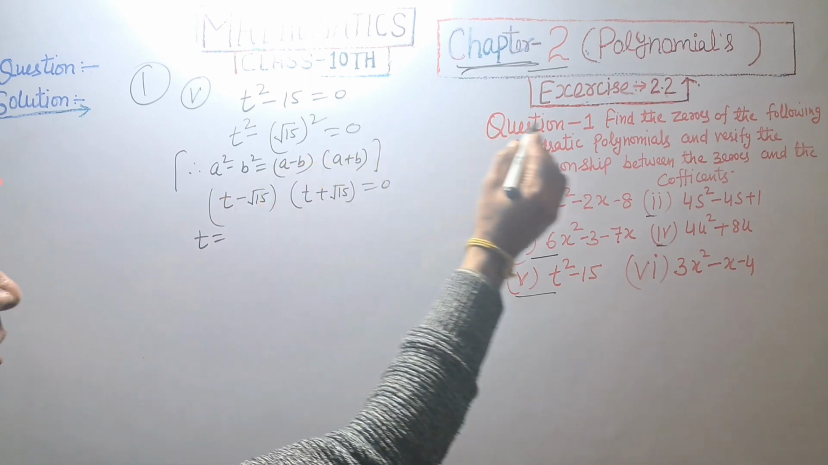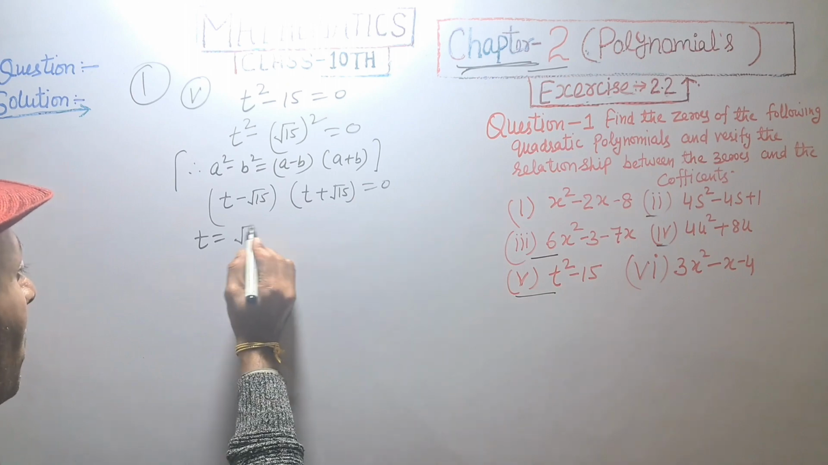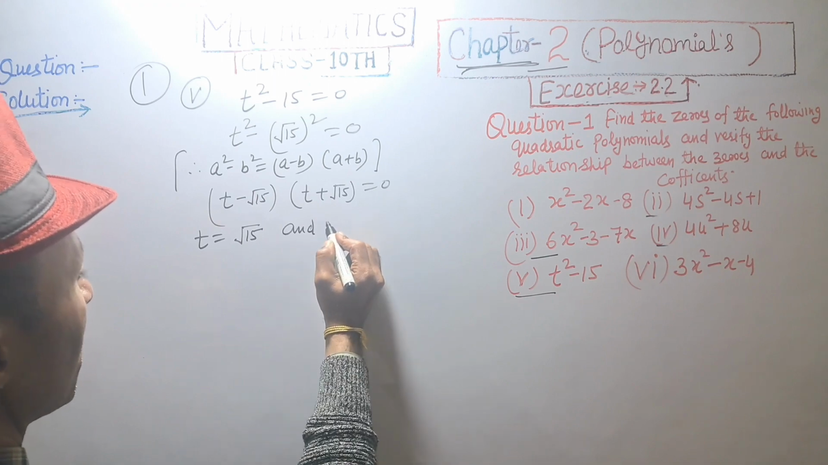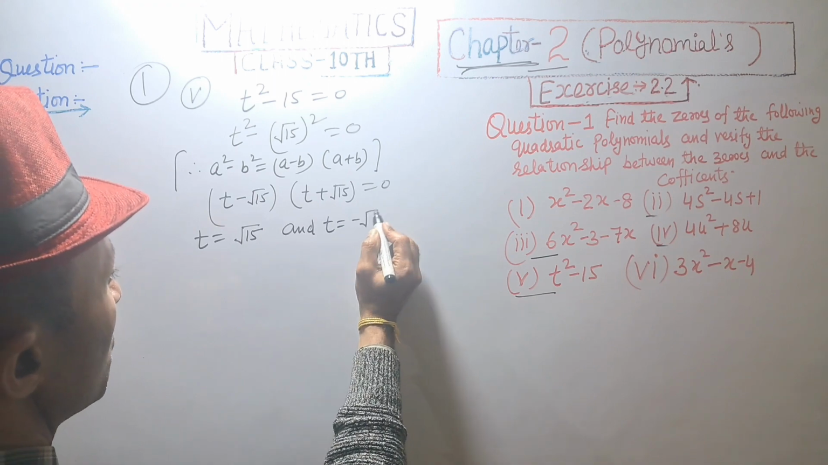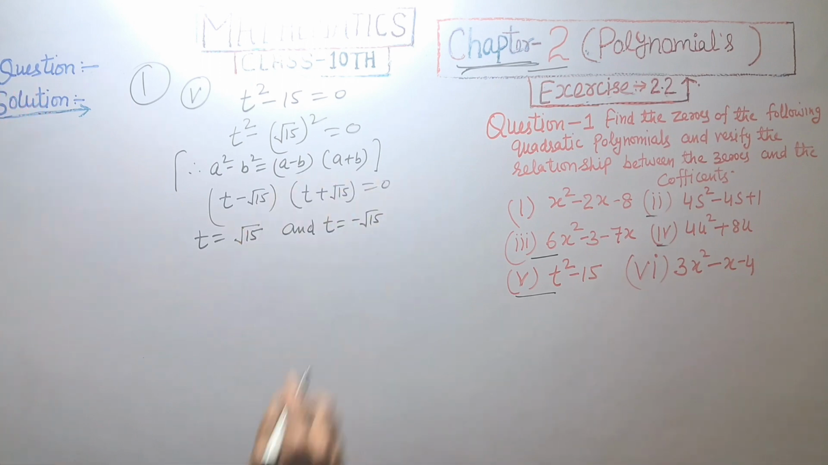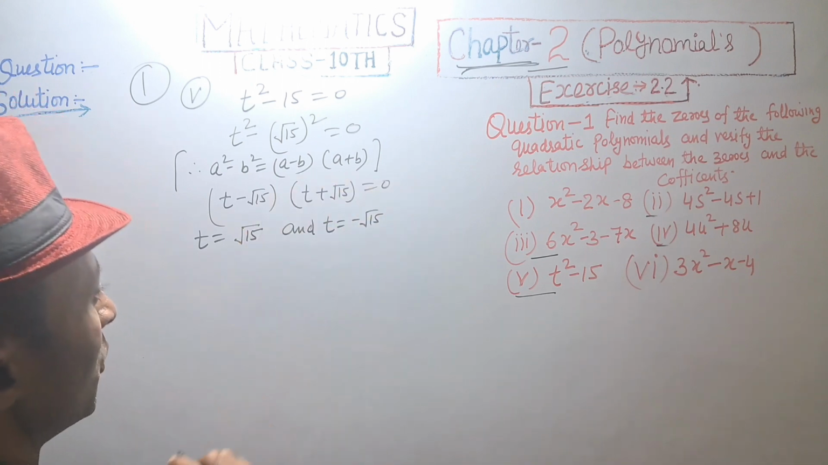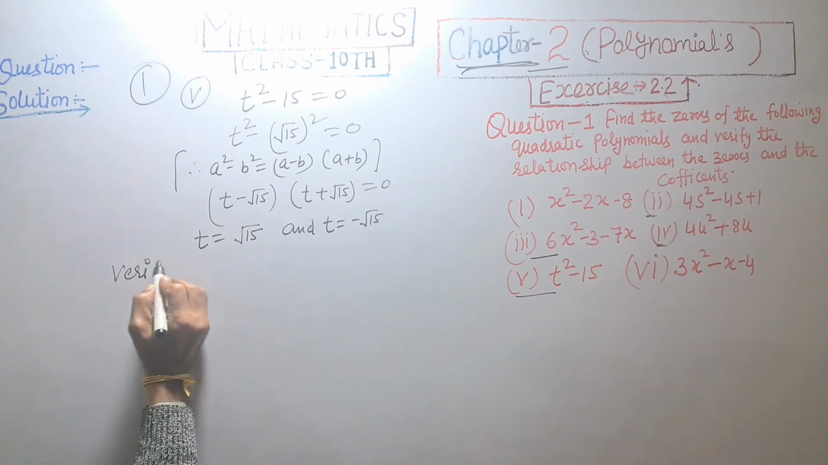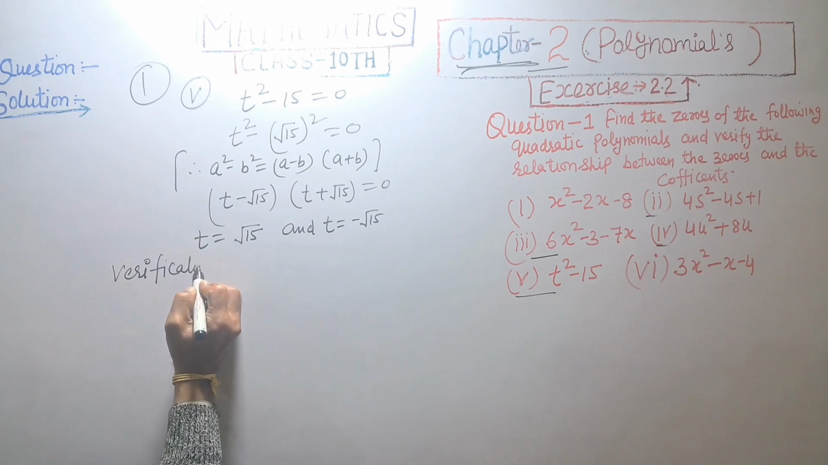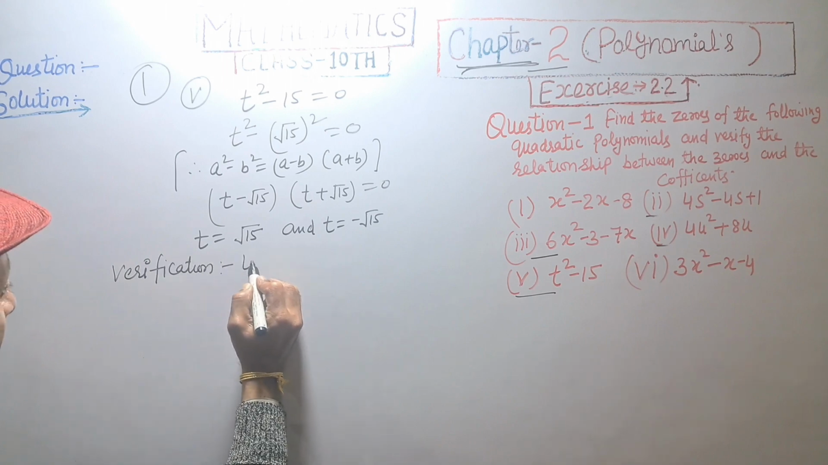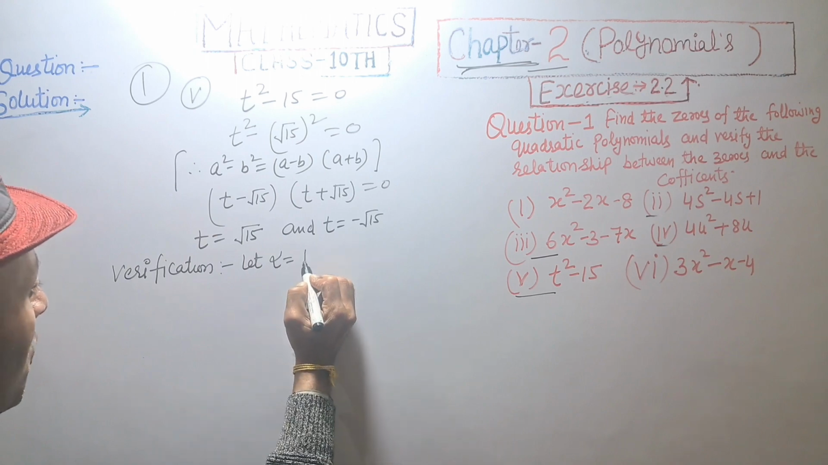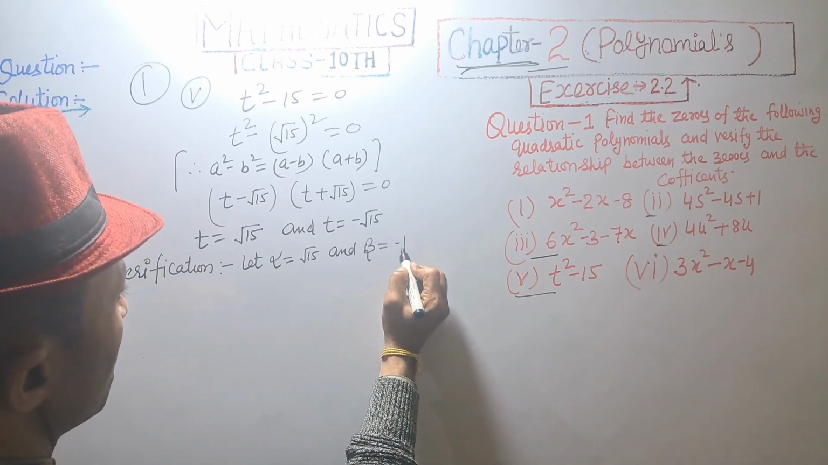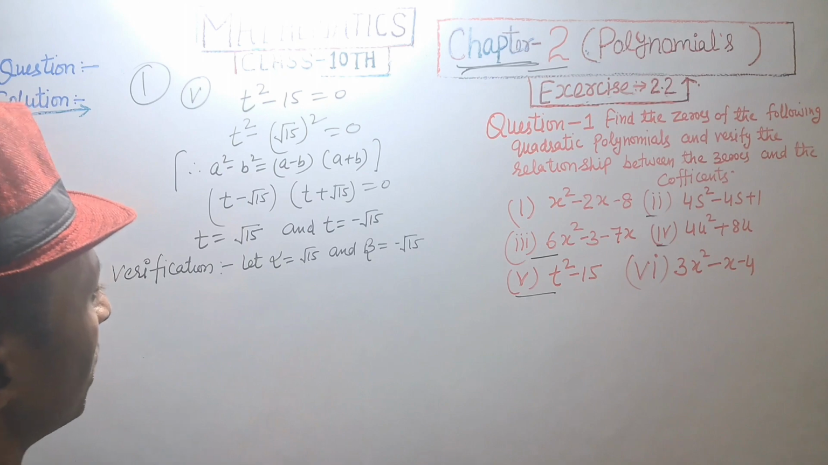t is equal to negative root 15, shifting right side, that will be positive root 15, and t is equal to minus root 15, shifting right side, that will be negative root 15. Verification. Let alpha is equal to root 15 and beta is equal to negative root 15.